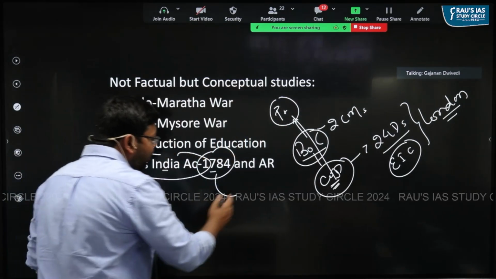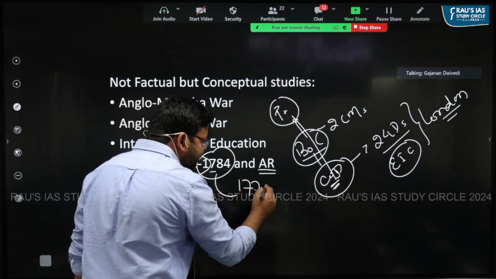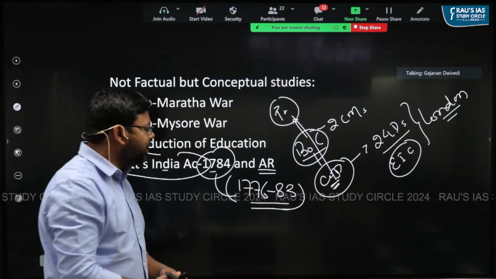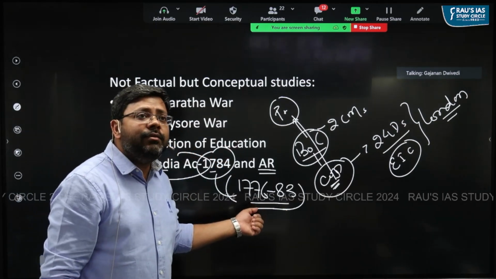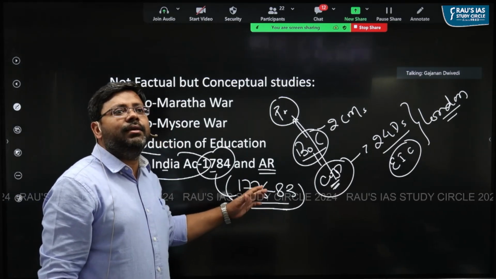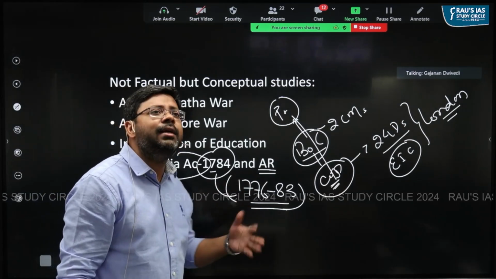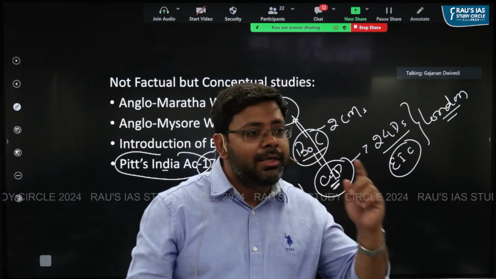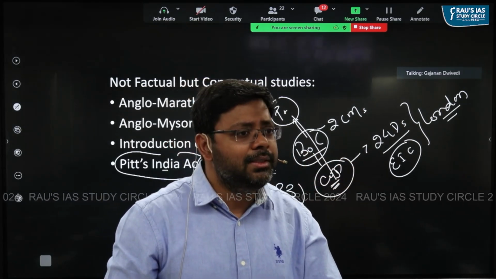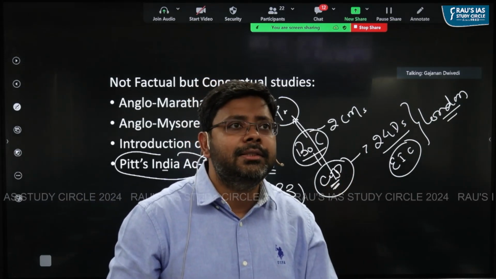Because of the American Revolution. What was the time period of the American Revolution? 1776 to 83. The American Revolution is also called the American War of Independence. What happened? The British colonies in America revolted, and eventually after independence, they became the United States of America.